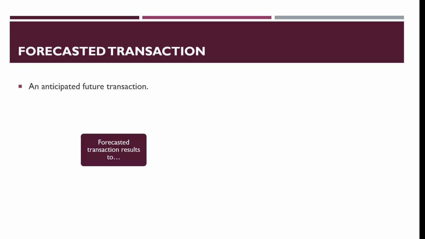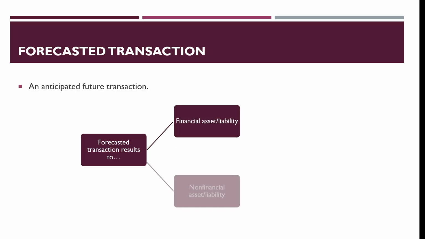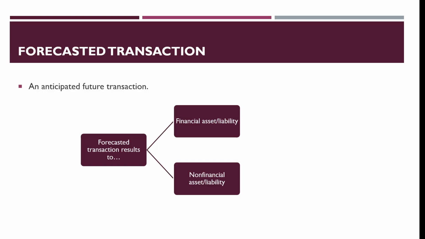Now, let's focus on the output of forecasted transaction. Forecasted transaction can result in either financial asset or liability or non-financial asset or liability. Now, if the forecasted transaction results into financial asset or liability, how do you account for the gains and losses that was reported in other comprehensive income? That will be reclassified to profit or loss in the same period which the hedge item affects your profit or loss.